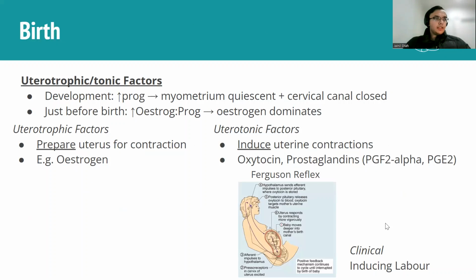All right. And now we come to birth. So we're going to talk about this in a couple of stages. The first thing we're going to talk about is uterotrophic and tonic factors.